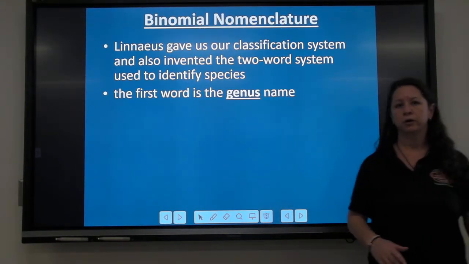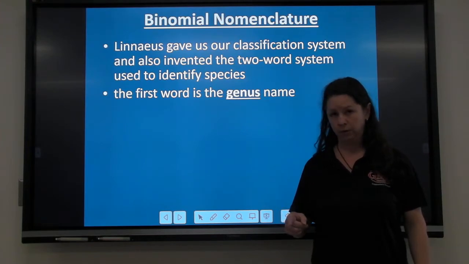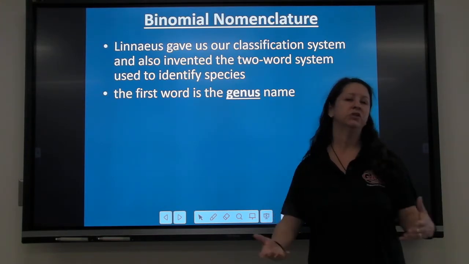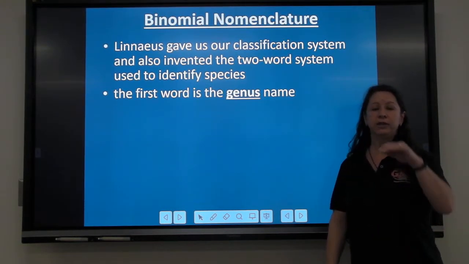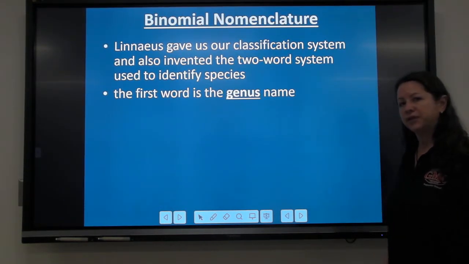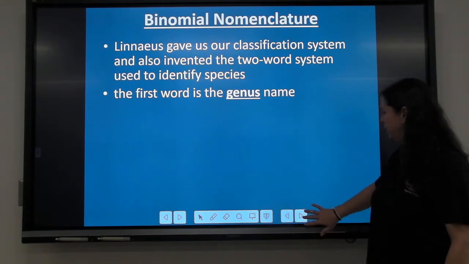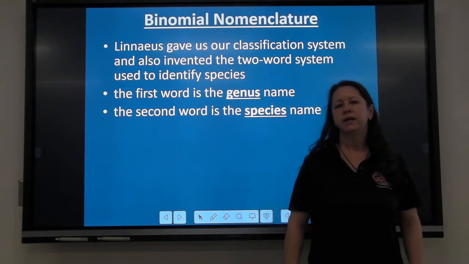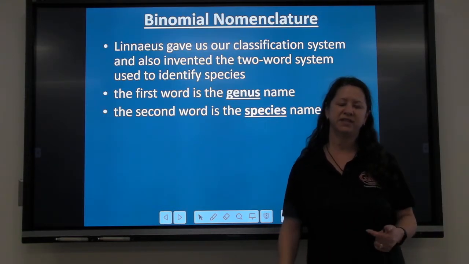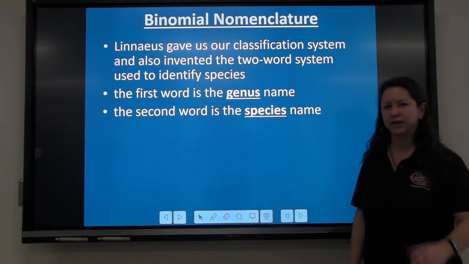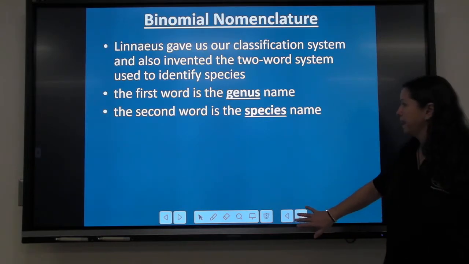The first word, binomial, two names. The first word is always going to be the genus name. And genus is one of those levels of classification. The genus name comes first. And the second word is the species name. So the species name always comes second. Again, that's another level of classification. We'll go through those in a minute.